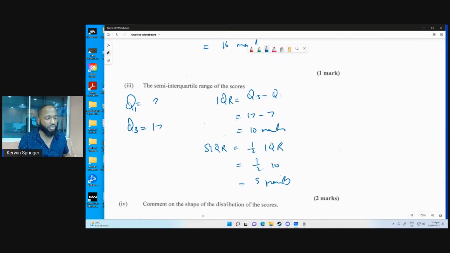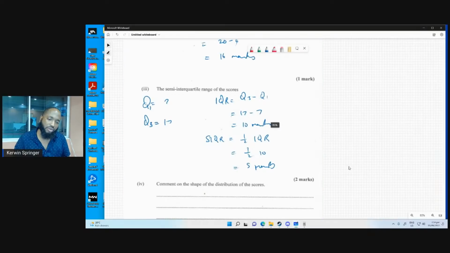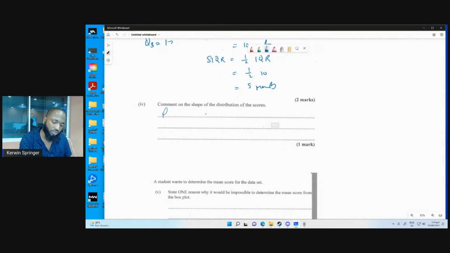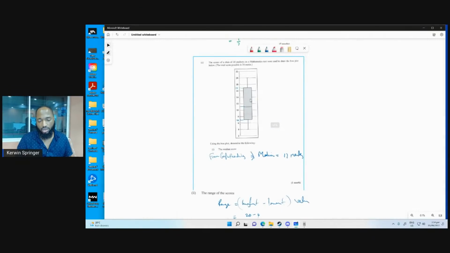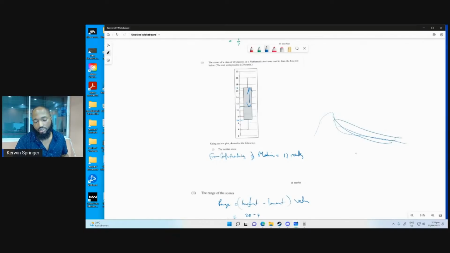Let me know in the chat if you understand that. You won't get it wrong if you find the exact value. Shape: positively skewed. The median was closer to Q1, right? So positively skewed because you see a bigger amount on the positive side, a bigger amount on this side of values.